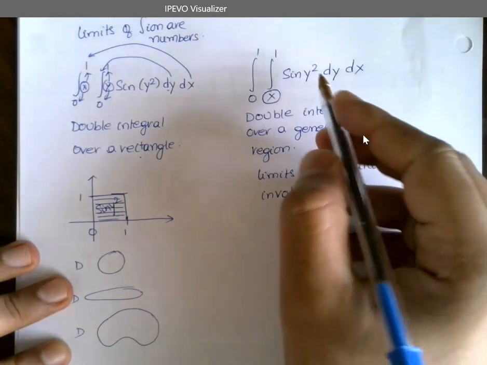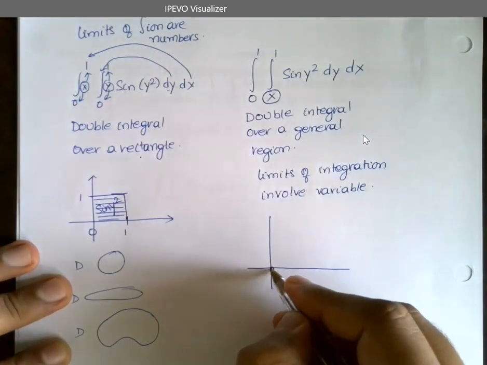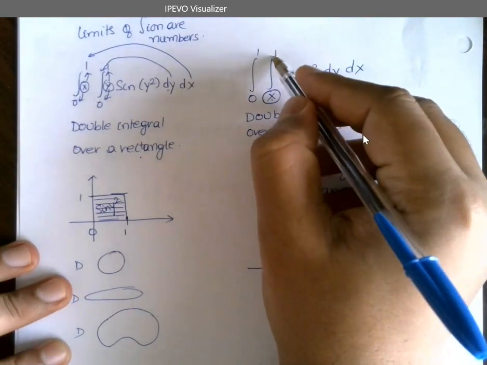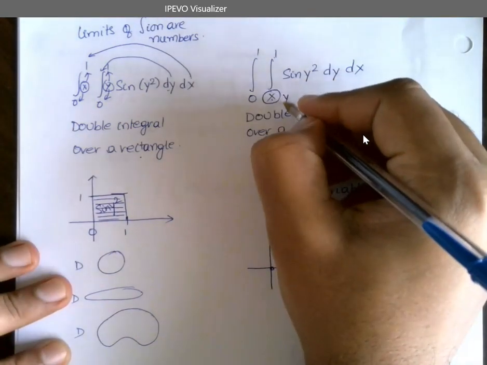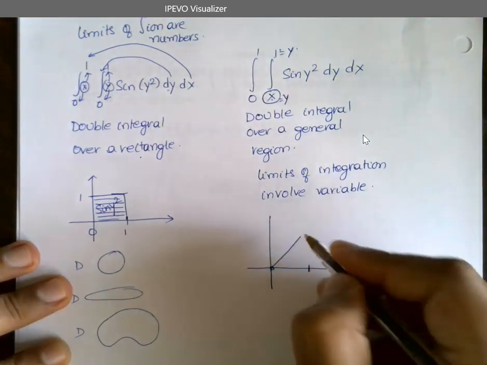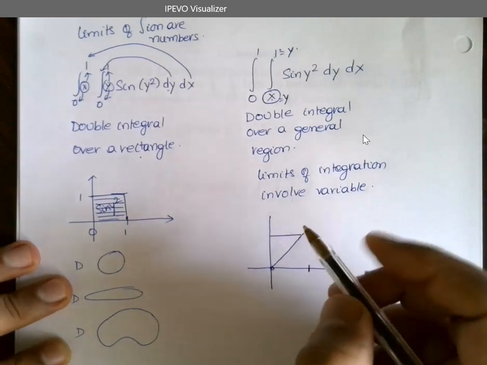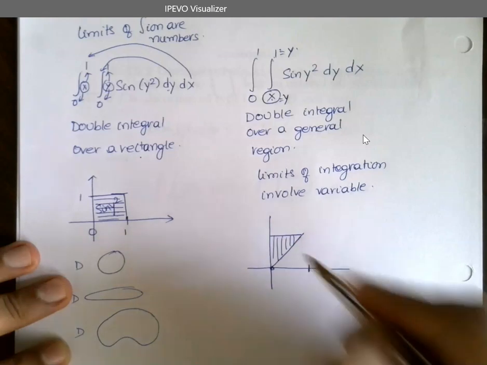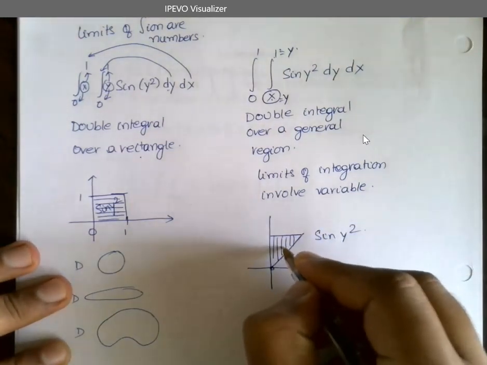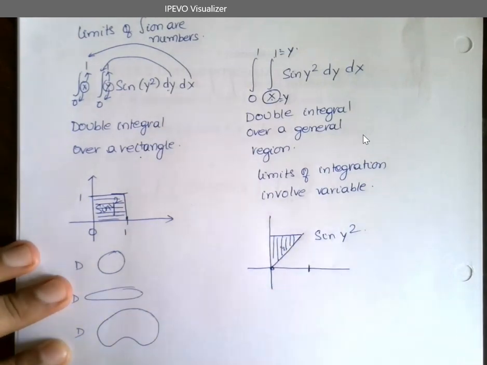Now, what does that mean? What is your domain? Your x values are changing from 0 to 1, and your y values are changing from x to 1. This is y equals x to y equals 1. The graph of y equals x would be that, and the graph of y equals 1 would be that. So you're really interested in integrating sine of y squared over this region, and this is not a rectangle. In this case, this is a triangle. I hope that is clear.